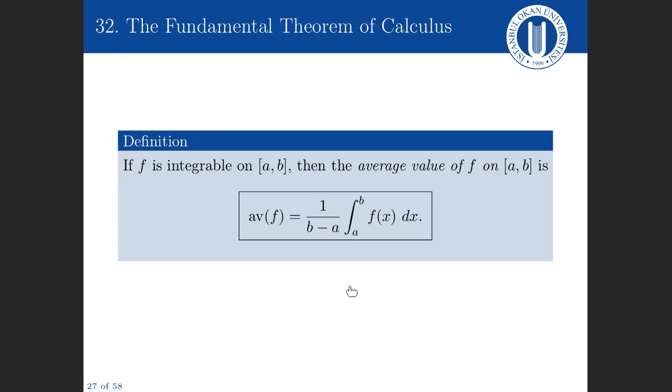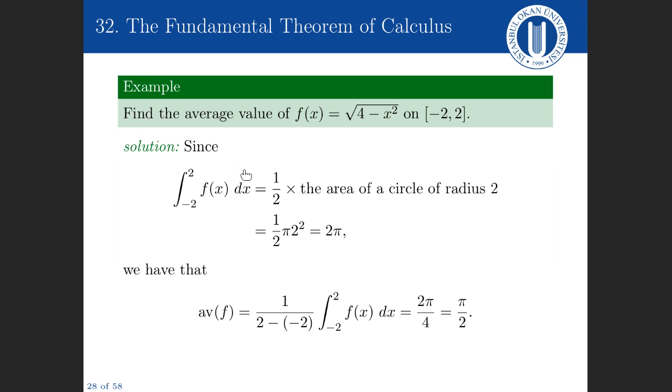Or you can just remember that this is the formula. The average value of f between a and b is 1 divided by b minus a multiplied by the integral from a to b of f of x dx. For example, find the average value of the square root of 4 minus x squared between minus 2 and 2. First, we calculate the integral of this function. I'll leave this for you to check that we get 2 pi.